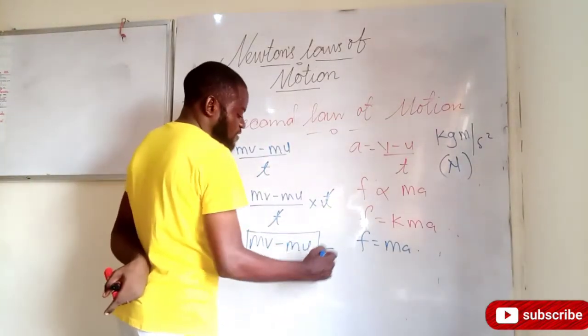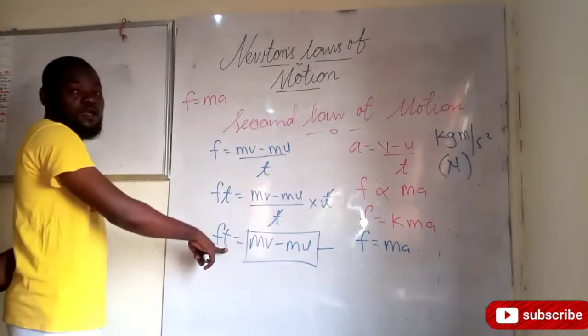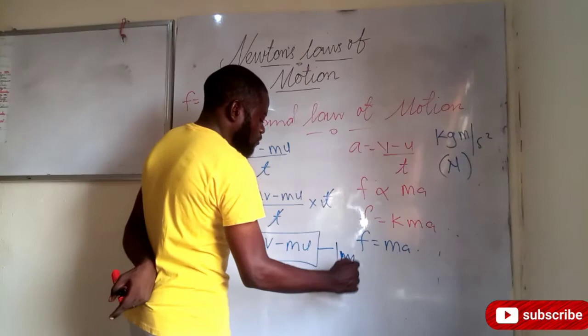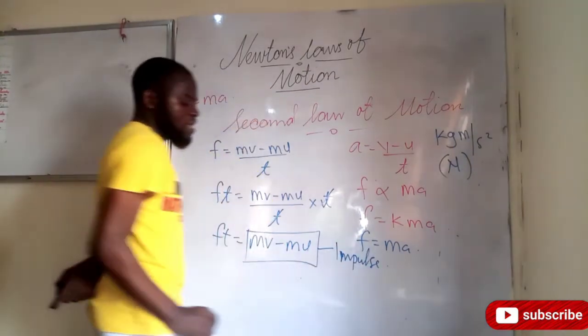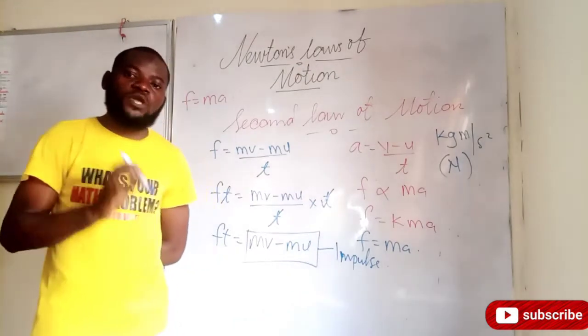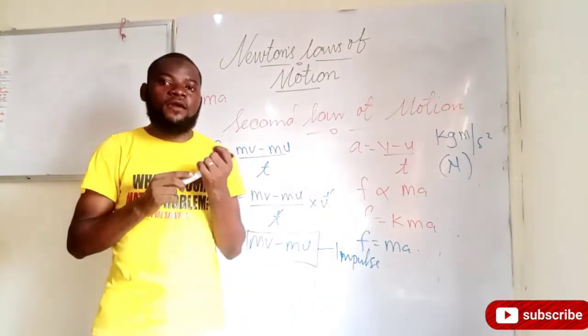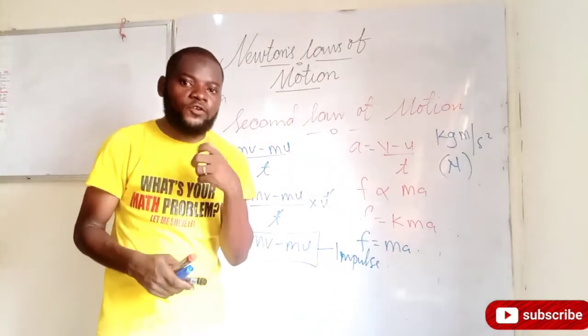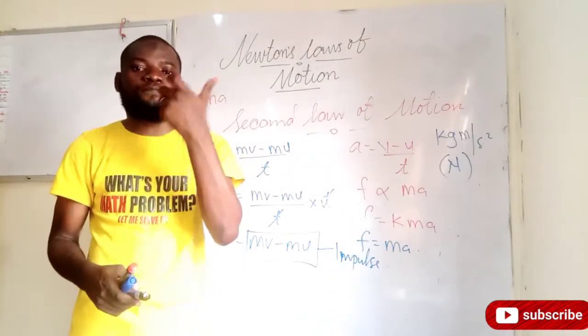So this change in momentum, which is force times time, is regarded as what we call impulse. So impulse is the change in momentum. Do we understand this now? Okay, we are able to talk about the first law and the second law now. Now, can the second law be proved? No, it can't be proven.